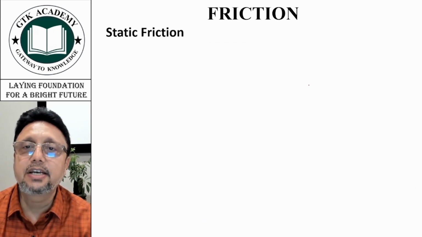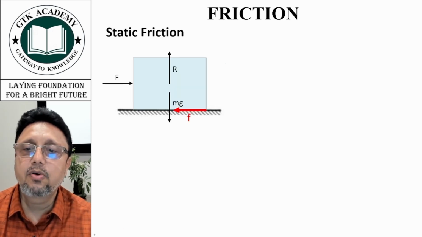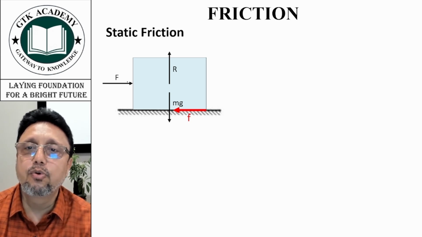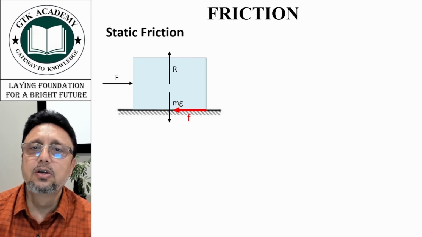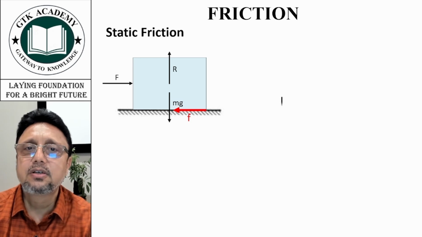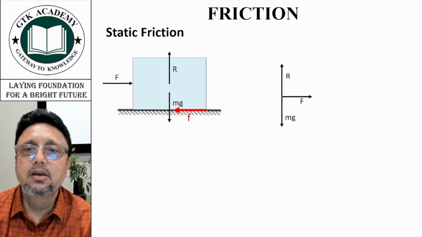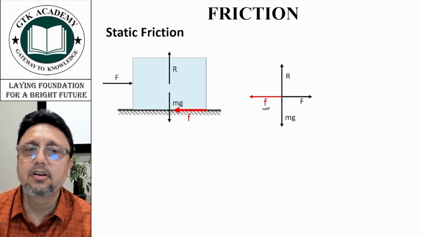Now let's discuss static friction. I have already discussed, if there is a block placed on a horizontal surface and we apply a force which is not sufficient to move the block, these are the forces which are acting on this block. One, reaction, one, its weight, our force, and the force of friction. So we'll just draw them here. mg, R, reaction, the force which we are applying, and friction, shown by small f in red color.